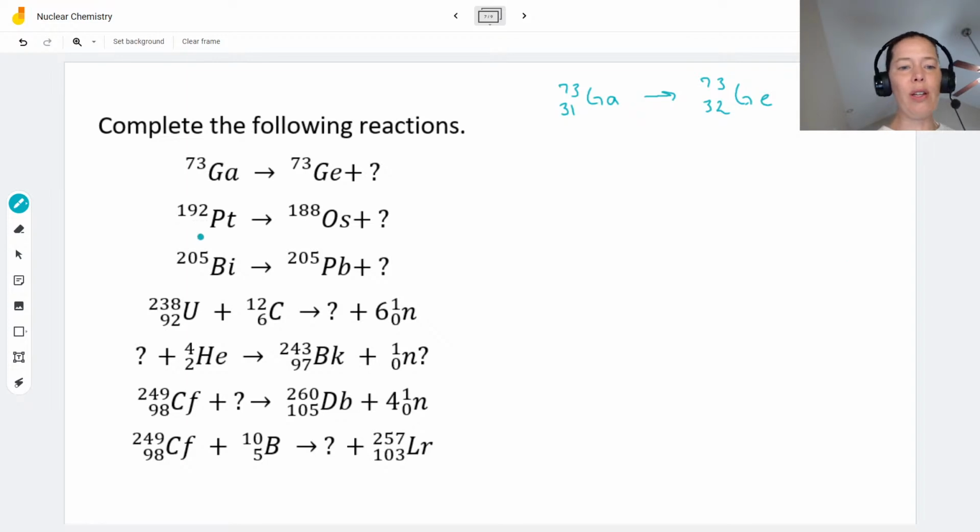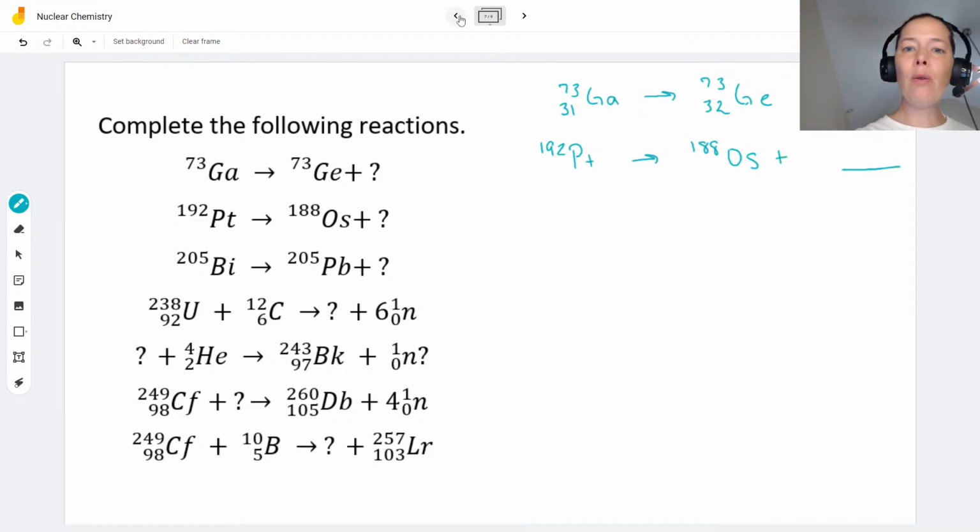Let's move on to our second reaction. Okay, so again, I'm just going to recopy this. All right, so we've got platinum, and we're going to osmium. And then again, we have plus, and we've got a blank here.